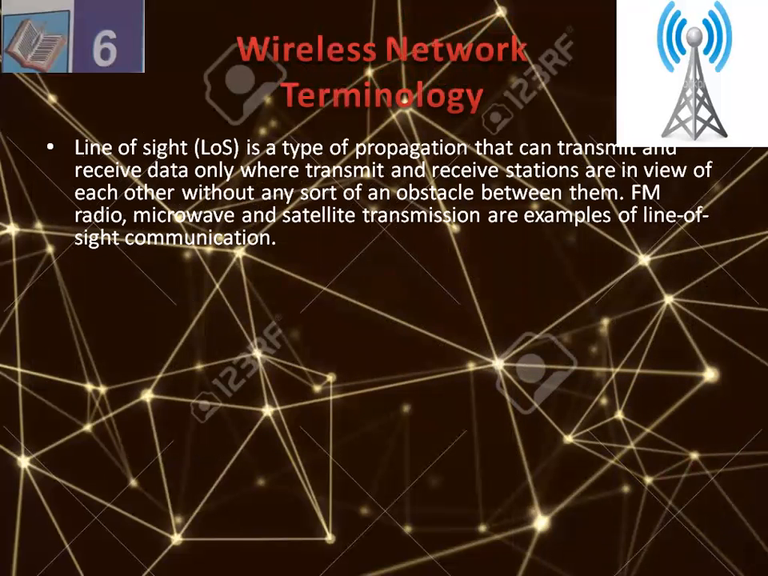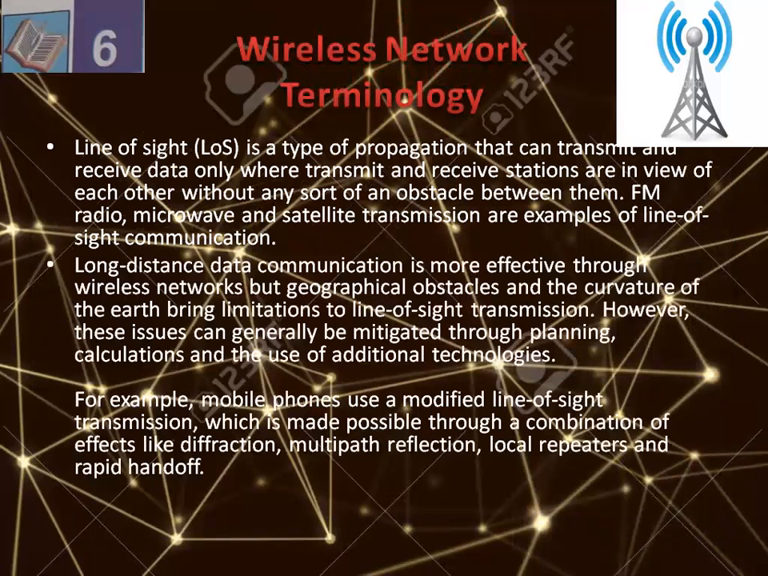Line of sight is a type of propagation that can transmit and receive data only where the transmitting and receiving stations are in view of each other without any obstacle between them. FM radio, microwave, and satellite transmission are examples of line of sight communication. Long distance data communication is more effective through wireless networks, but geographical obstacles and the curvature of the earth bring limitations to line of sight transmission. However, these issues can generally be mitigated through planning, calculation, and the use of additional technologies.